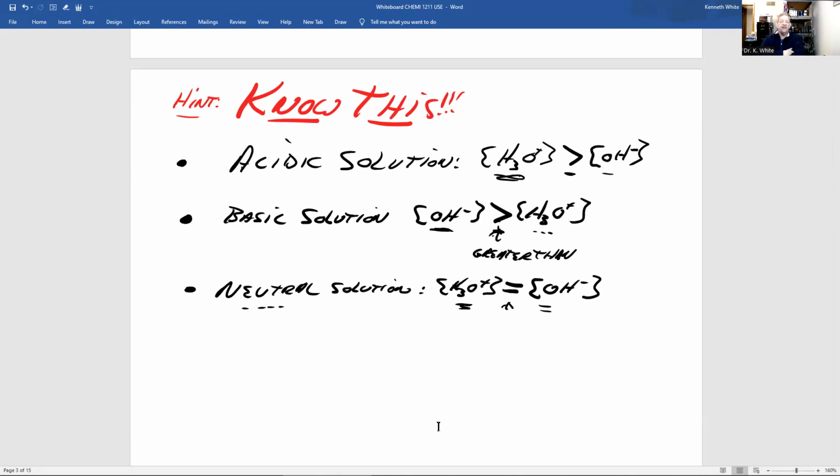If it's acidic or basic, guess what happens? You're going to be in serious trouble or dead. Either one of those, not good. You want your blood to be neutral. The hydronium ion concentration equals the hydroxide. And there are ways your body does that.